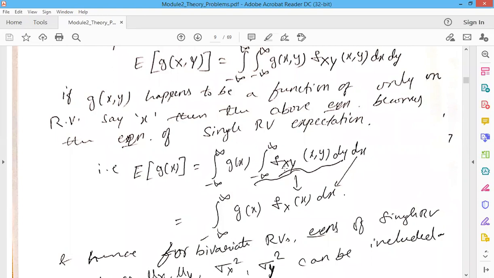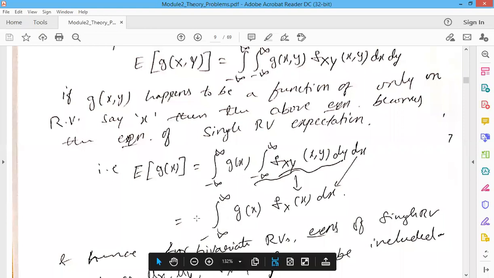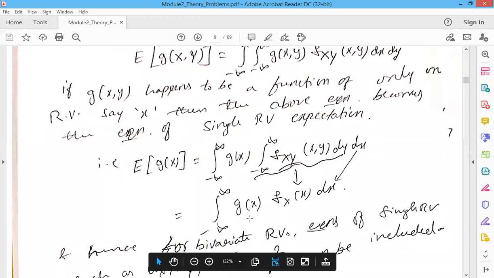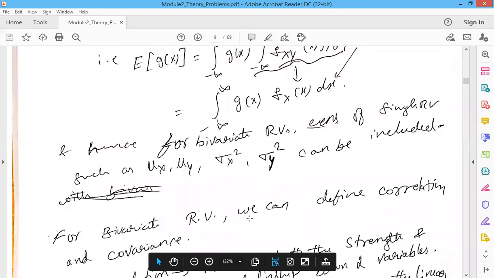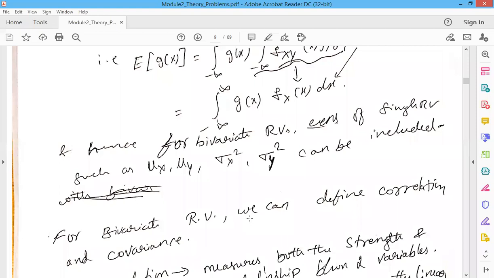So here, f_XY(x, y) dx with the integral from minus infinity to plus infinity is nothing but the marginal PDF f_Y(y). So at that time, the expectation of g(y) becomes the integral of g(y) f_Y(y) dy. So you need to remember that. Since the equality is going to be satisfied, whatever expectation equation you write for the bivariate PDF can be transformed to the single random variable expectation equation.